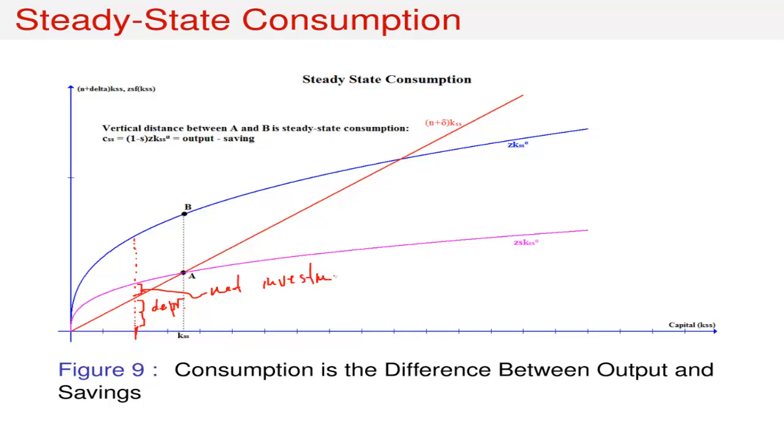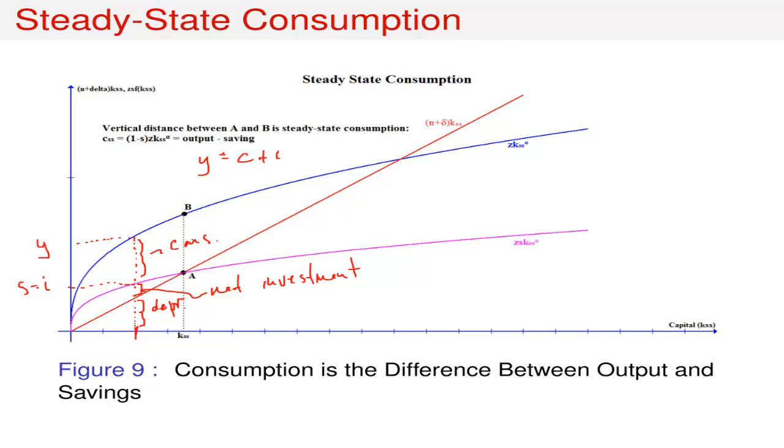So that is savings less depreciation. So this total vertical amount here is either savings or investment. And then if we go up here to the blue line, we have output. Well, we know that output equals consumption plus investment. So that means that this vertical distance here must be consumption.